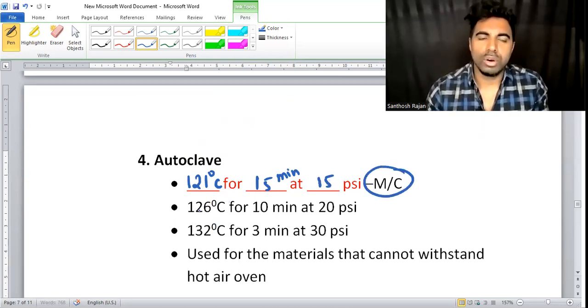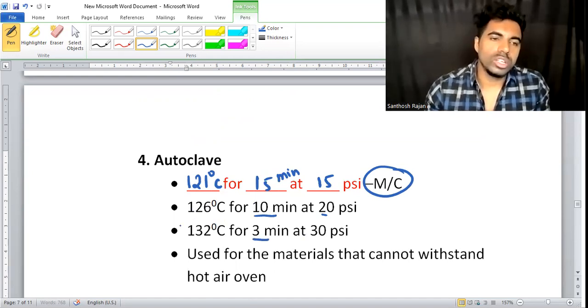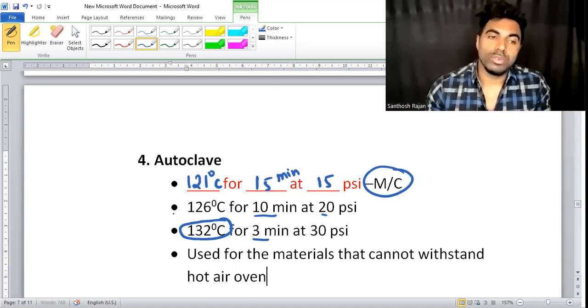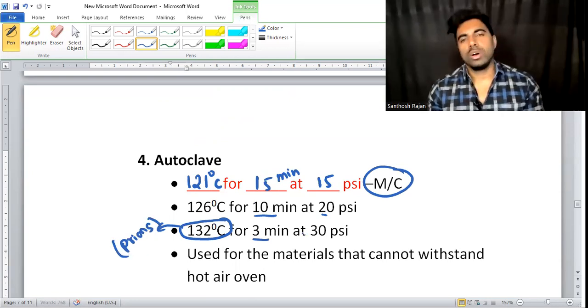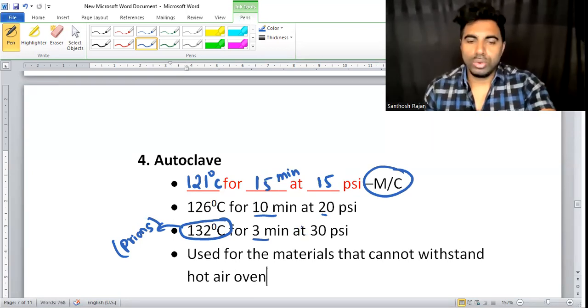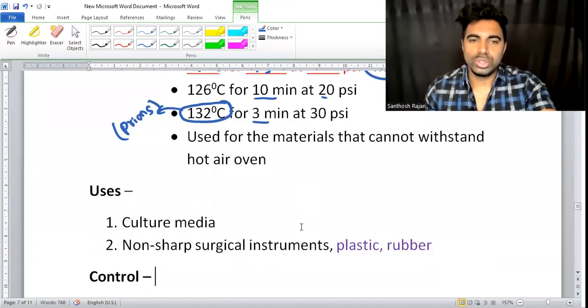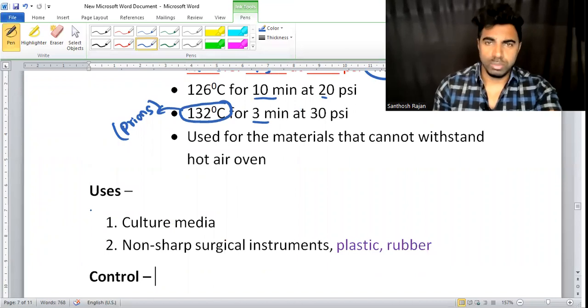It can be altered from 121 degrees Celsius: reduce the time a little, increase the pressure a little. 132 degrees Celsius is also used, only for 3 minutes, at 30 PSI. But remember, 132 degrees Celsius for longer, for 20 minutes, is used for which one? Prions, to kill the prions. If you are suspecting prions, you can use that. It is also used for metal that cannot withstand a hot air oven. One classic example used is plastic and rubber. The most commonly used culture media are also sterilized this way.